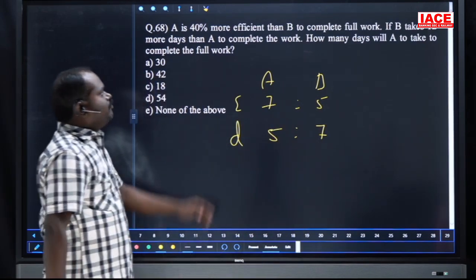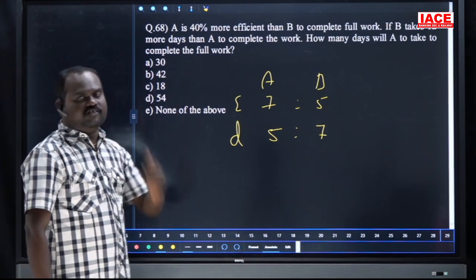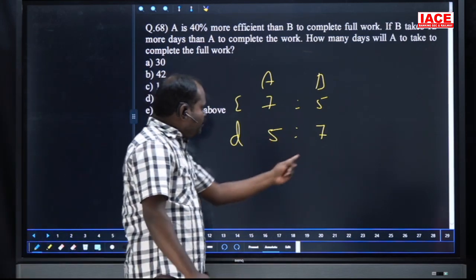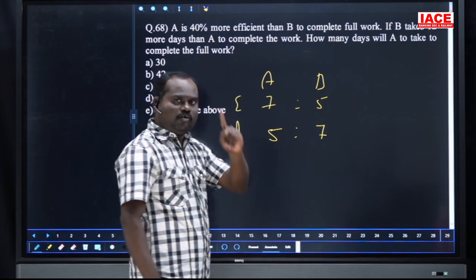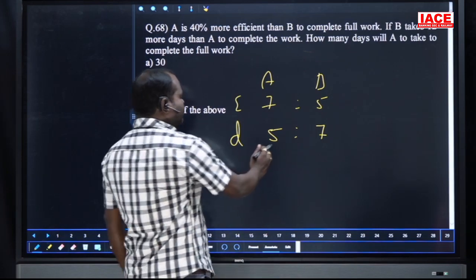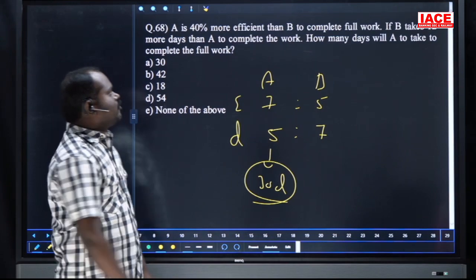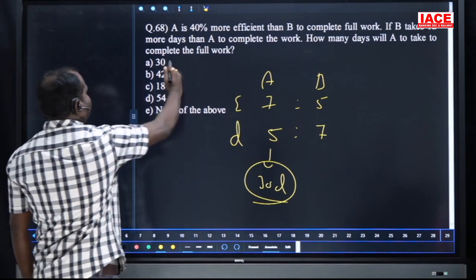It is clearly said that B was taking 12 more days than A. B was taking 2 parts more, and 2 parts is equal to 12 days. One part is 6 days. If one part is 6, 5 parts will be 30 days. So A can complete the work in 30 days. The answer is that A will take 30 days.